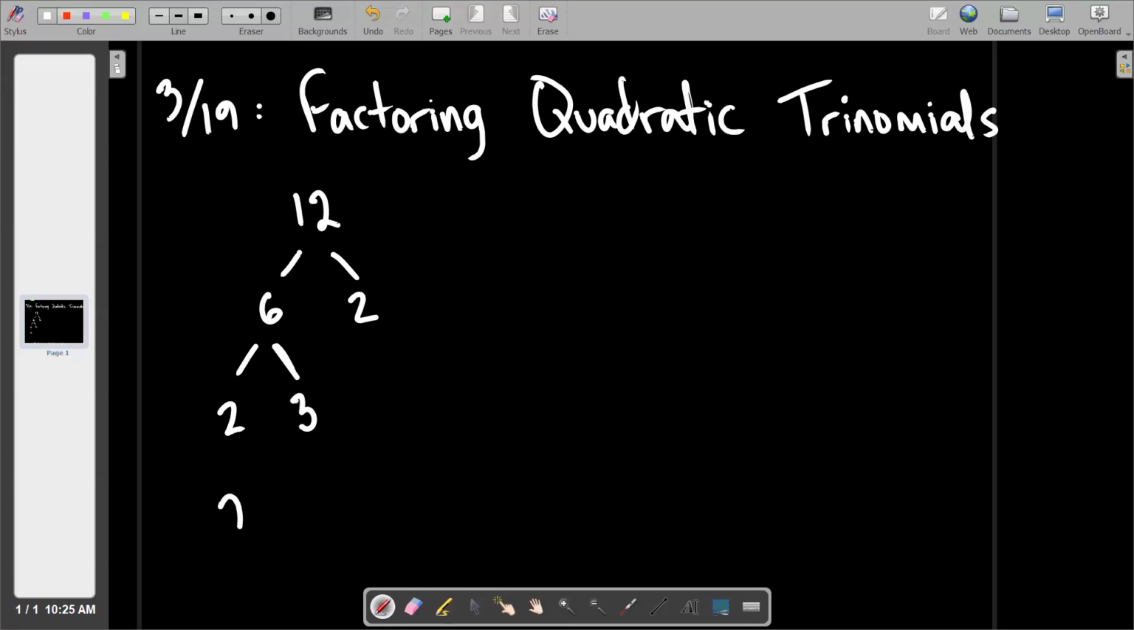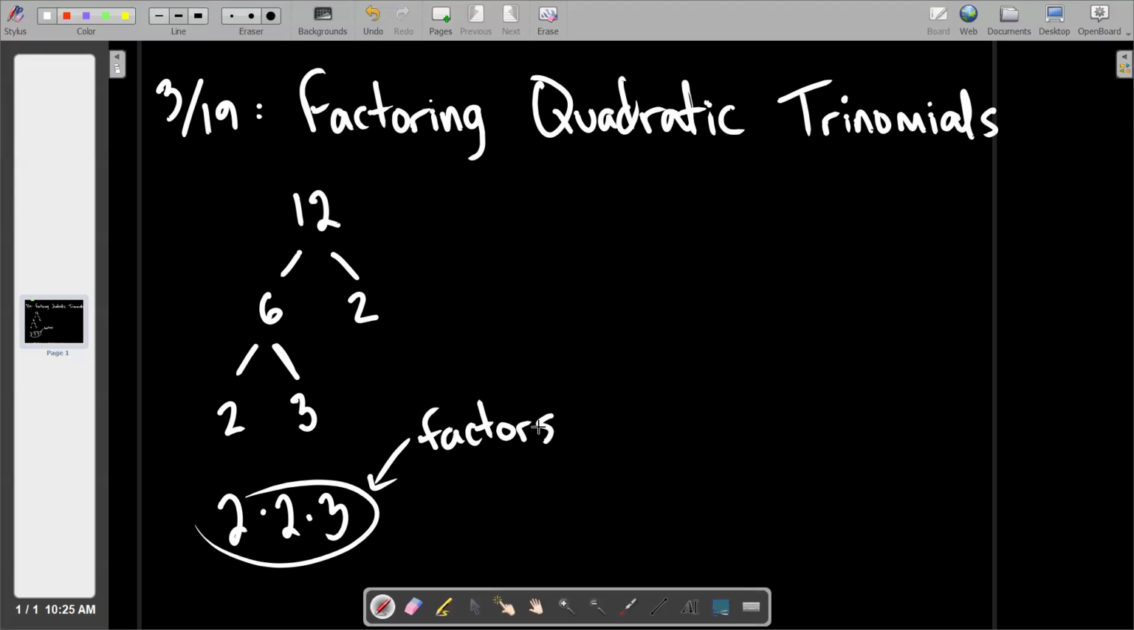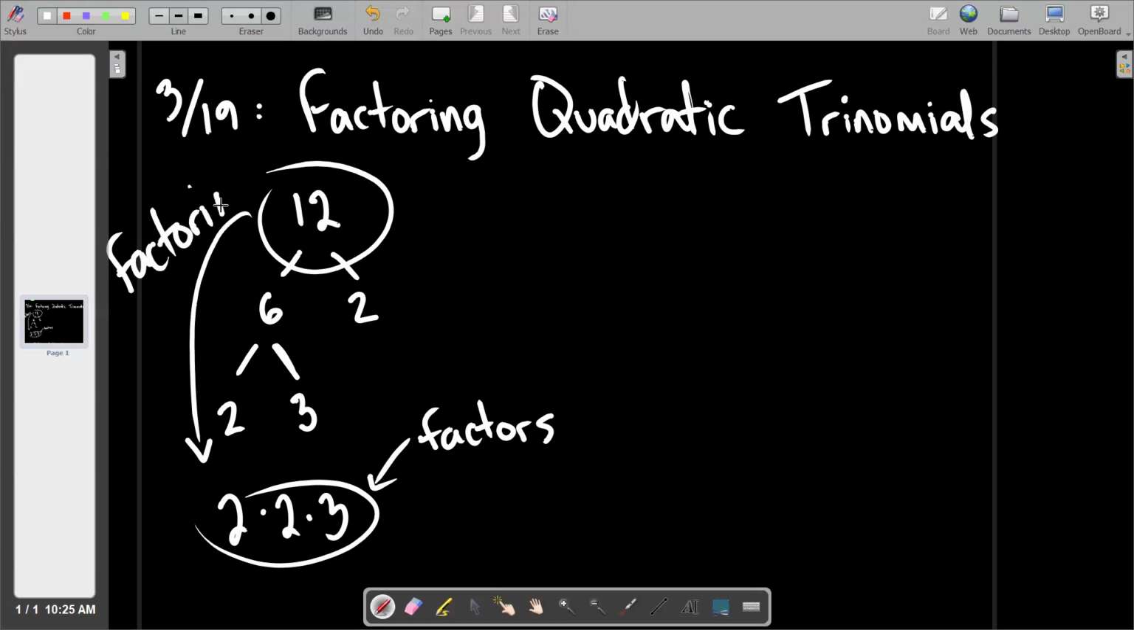And so when you write it down and you say there's a 2 times a 2 times a 3, these things right here are nouns. They're called factors. They're physical objects, nouns. The act of going from here to here is a verb called factoring. You got that? We're going to be factoring, only we're going to be factoring high school things and not numbers like 12 and 30 and stuff like that. That ship has sailed.